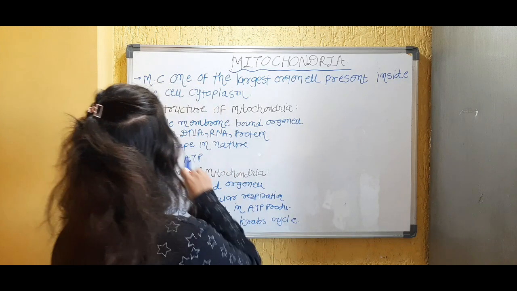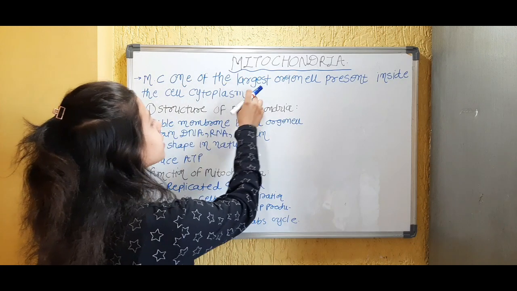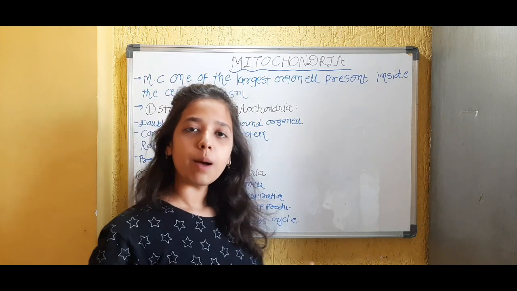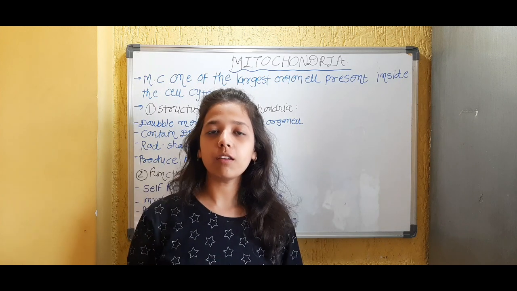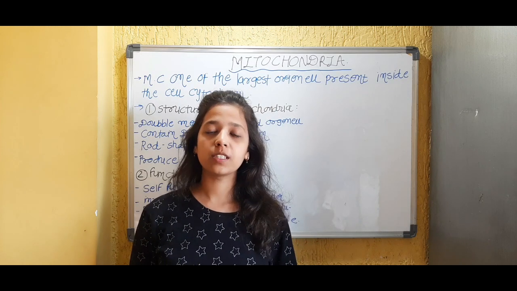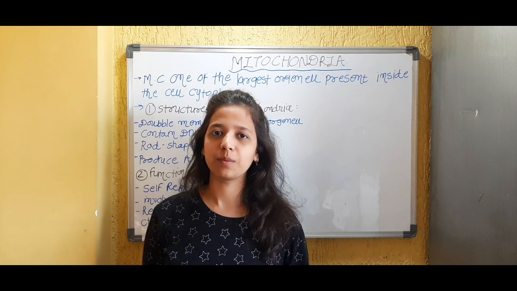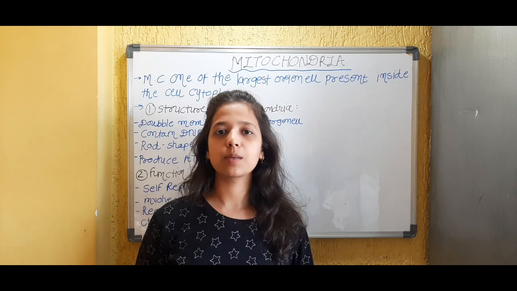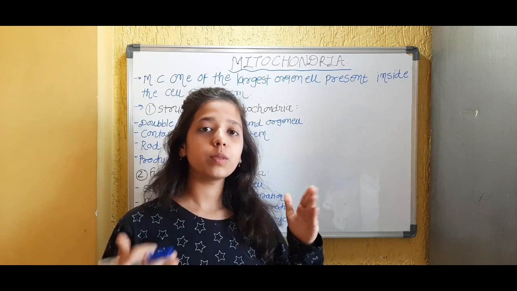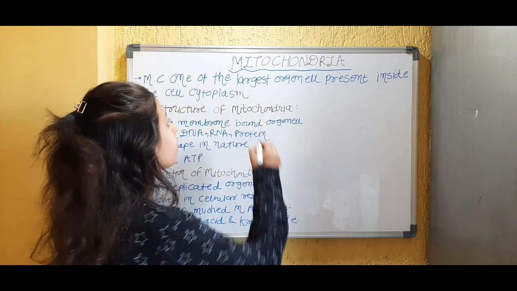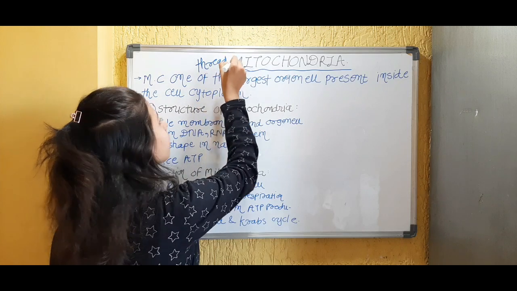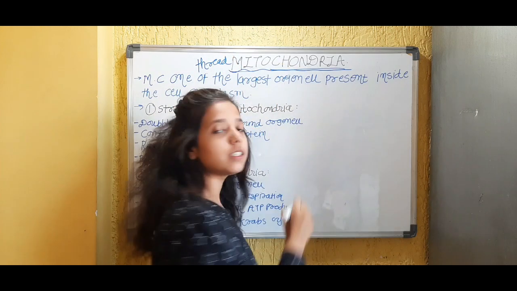Mitochondria are one of the largest organelles present inside the cell cytoplasm. If you don't know about the cytoplasm, please check out my video about the cytoplasm. Now we are going to discuss the mitochondria. The word mitochondria is derived from the Greek words: mito means thread and chondria means granule.